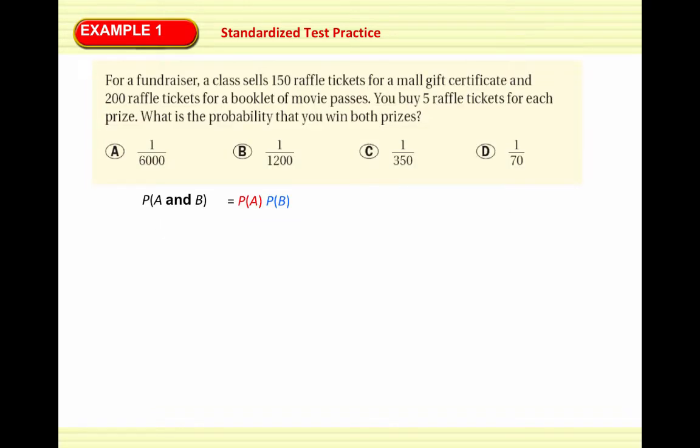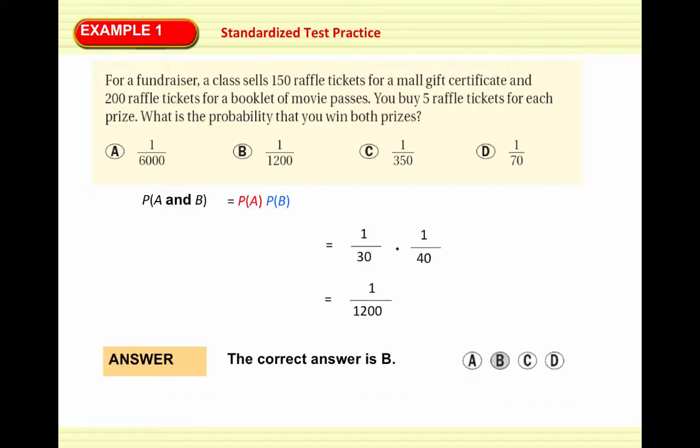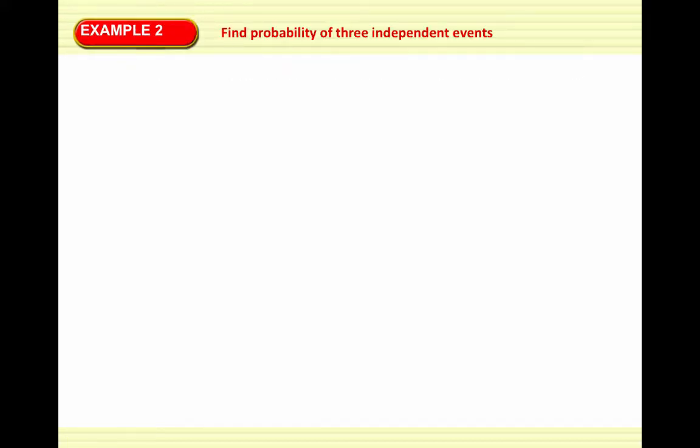So we're going to use our formula. The probability of A and B is equal to the probability of A times the probability of B. And so you have a probability of 5 out of 150 for winning the gift certificate and 5 out of 200 for winning the movie passes. You can reduce them down to 1 out of 30 times 1 out of 40, and so that gives you 1 out of 1,200. So that is your answer. The answer is B. Okay, go ahead and do the guided practice and come back for example 2.